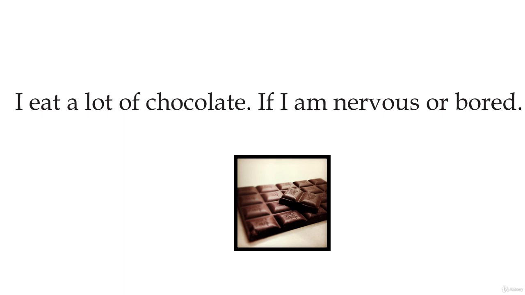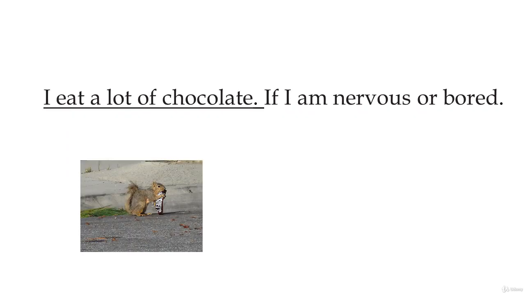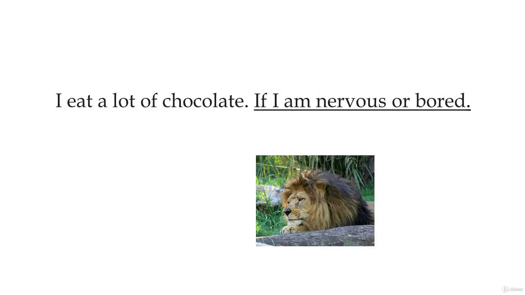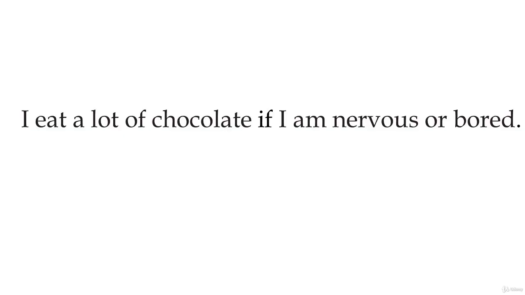I eat a lot of chocolate if I am nervous or bored. Now when read together, these seem fine. But if we look at them in isolation, "I eat a lot of chocolate," that looks okay. "If I am nervous or bored," if I were to say that in isolation and apply the random person test, if I were to go up to a random person and say, "If I am nervous or bored," would they make sense of anything I've said? Would I have said something complete? And the answer is no, I wouldn't have. So I can see that that's a fragment, and it needs to be fixed simply by combining these two.